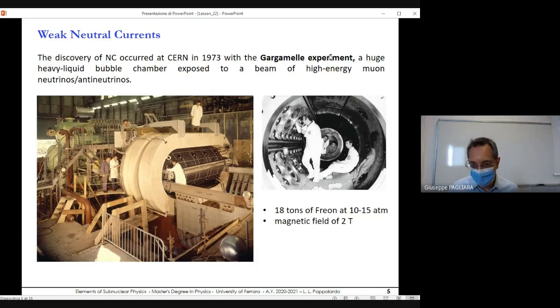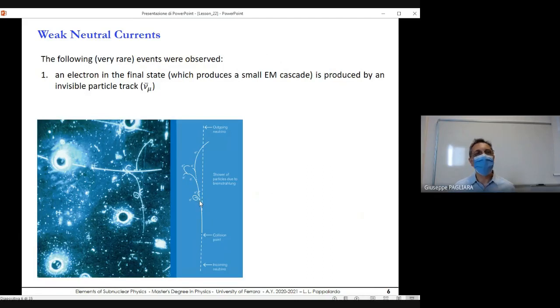Inside this vessel there were 18 tons of freon at high pressure, 10 to 15 atmospheres, within, as you see here, the coils, a strong magnetic field of order 2 Tesla. The bubble chamber, of course, allows you to observe the tracks of charged particles and to photograph them. The tracks are bent due to the magnetic field, so you can also reconstruct the momentum in this way.